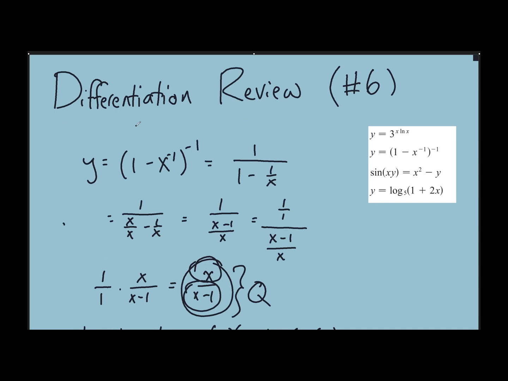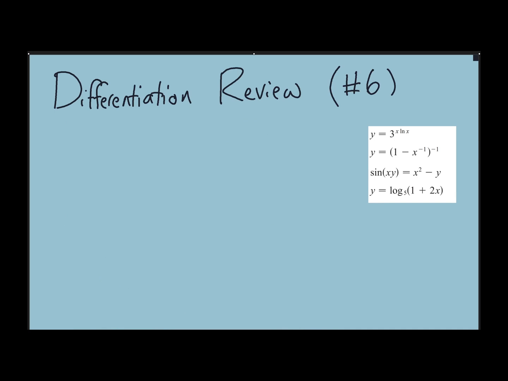Problem number 3. This one has a couple of y's, so it should be immediately apparent that this is going to be implicit differentiation. Anytime you have more than one y, you're going to be doing implicit. So let's take the derivative with respect to x. This should be fun. I love implicit. It's not hard. You just got to do it step by step.